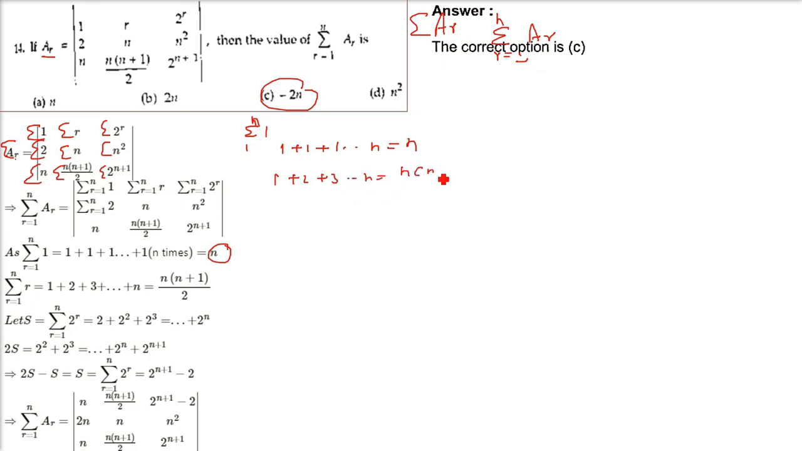What is 1 plus 2 plus till n? It is n into n plus 1 by 2. Okay, n into n plus 1 by 2. So sigma r is n into n plus 1 by 2. What is sigma 2 raise r, r equals 1 to n?